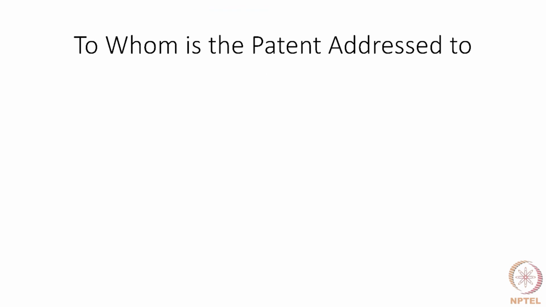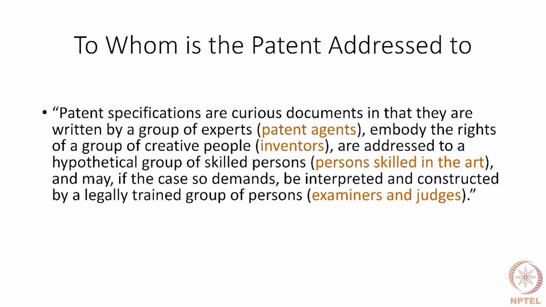To whom is the patent addressed to? The patent is addressed to a variety of people. Now, I had mentioned this when I wrote my first book in 2007. Patent specifications are curious documents in that they are written by a group of experts, patent agents, embody the rights of a group of creative people, inventors, are addressed to a hypothetical group of skilled persons, whom we call the persons skilled in the art, and may, if the case so demands, be interpreted and constructed by a legally trained group of persons, examiners and judges.